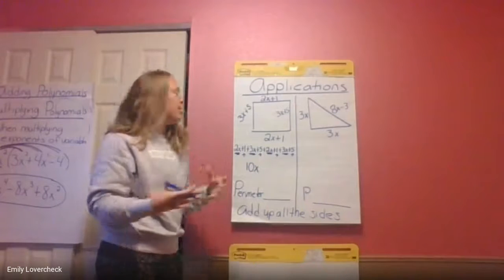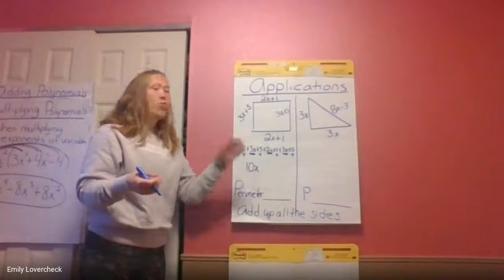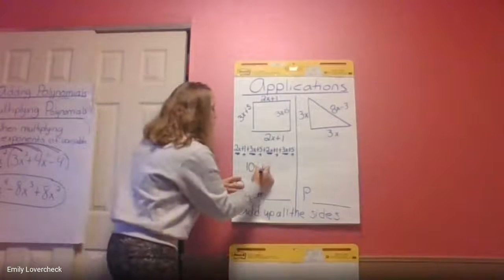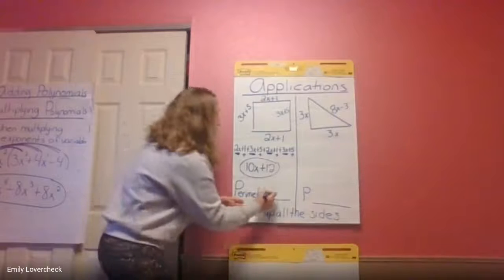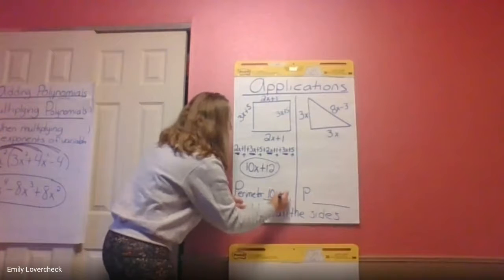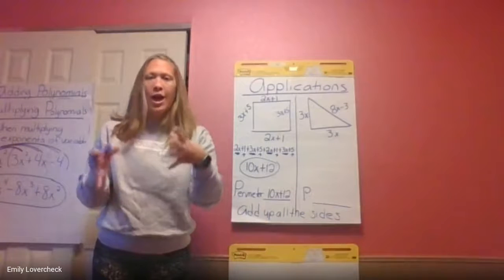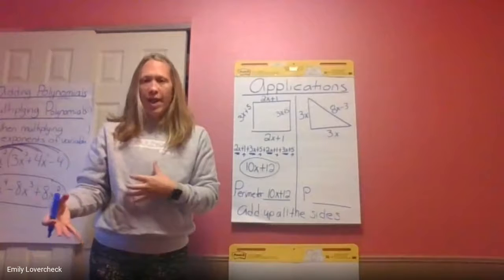Now I'm going to do all my constants. So 1 plus 5 is 6. 6 plus 1 is 7. 7 plus 5 is 12. And that's my answer. So when it says perimeter, I would put 10x plus 12. There are 3 perimeter problems on your worksheet. I would do those 3 problems after the lesson you watched today.